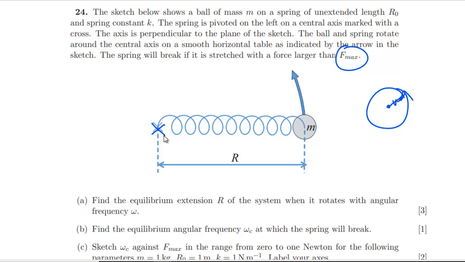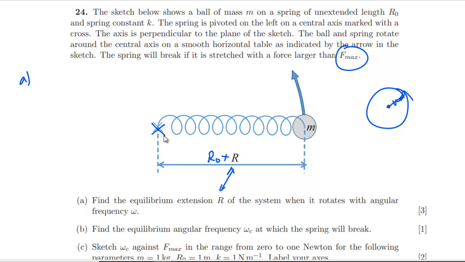The spring will break if it's stretched with a force larger than F max. Find the equilibrium extension R of the system when it rotates with angular frequency omega. There seems to be a clash here, so that isn't R, that's R. The unextended length is R0, so we've got R0 plus R if the extension is R.